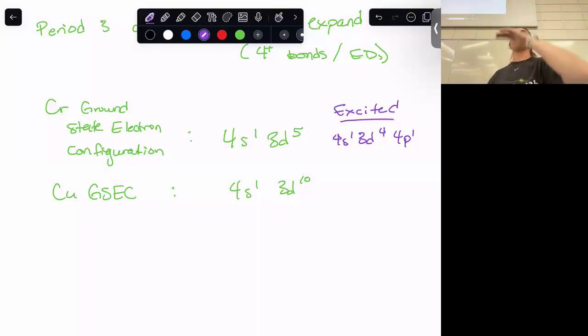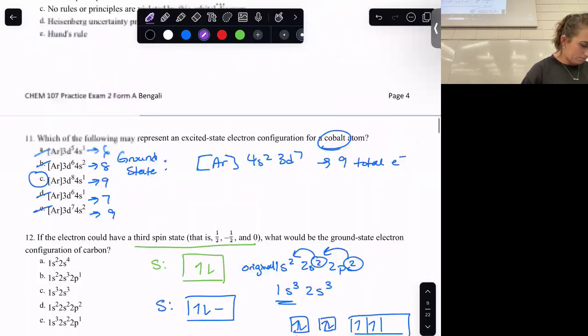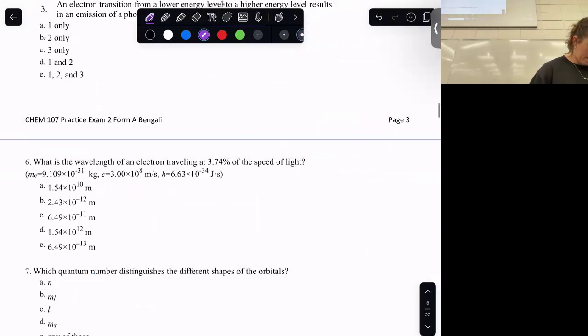Nope, you're always going to jump up. No. Not that you need to worry about, at least. Yep. From Bengali. Oh yeah, great question.